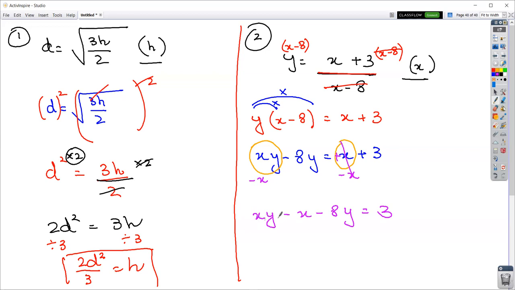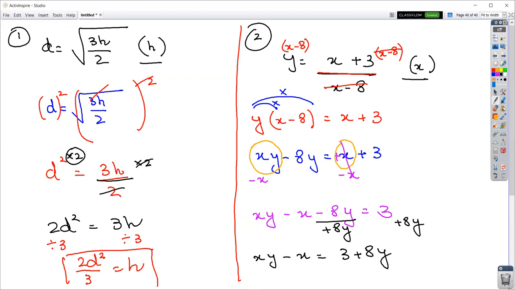Now, because we have the x written there, I'm going to take the minus 8y to the other side. So the inverse of the minus 8y would be plus 8y on both sides. So we will be getting xy minus x equals 3 plus 8y. Now we see that we have got the x written with both terms, but I cannot straight away do collecting like terms. We have got xy, the first term, and minus x, the second term on the left-hand side.